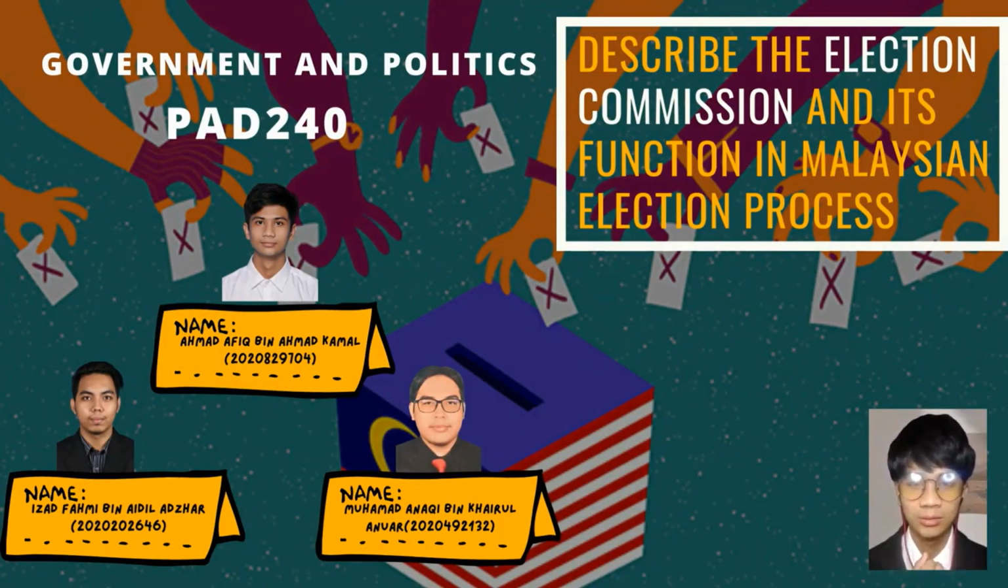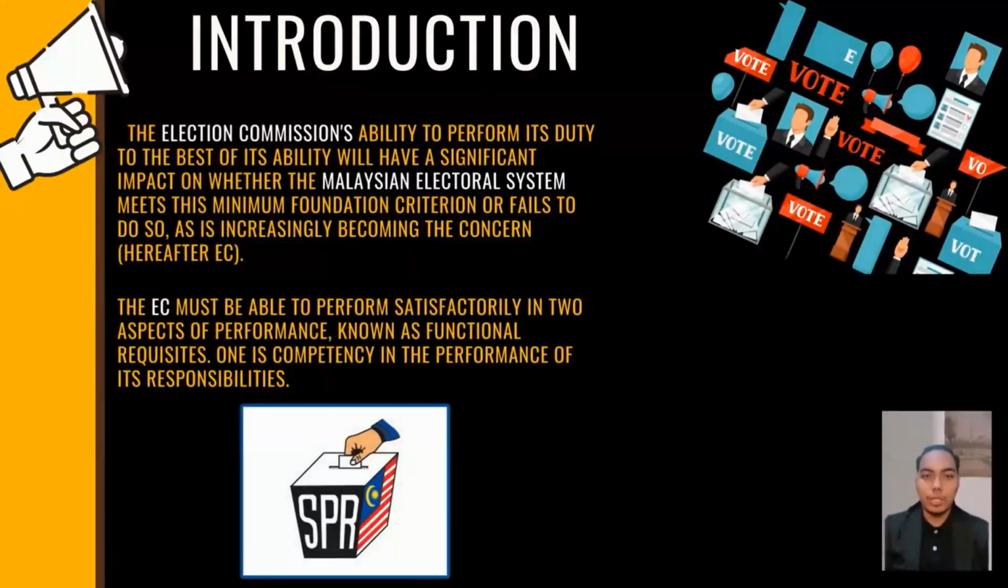Before that, I will introduce my group members. The first is me, Ahmad Afiq bin Ahmad Kamal, 2020-809-704. Next is Izzat Fahmi bin Aidil Azhar, 2020-2646. And the last one is Muhammad Anaki bin Khairul Anwar, 2020-492132. Okay, first I will start with the introduction.